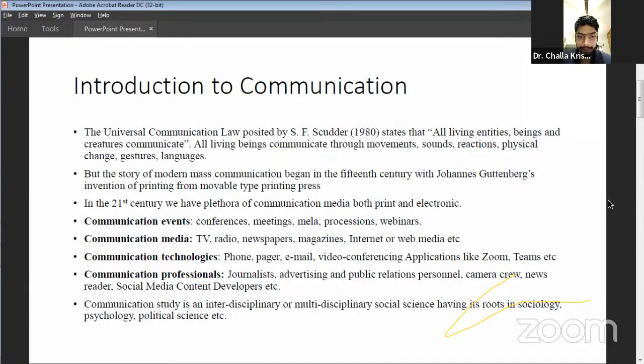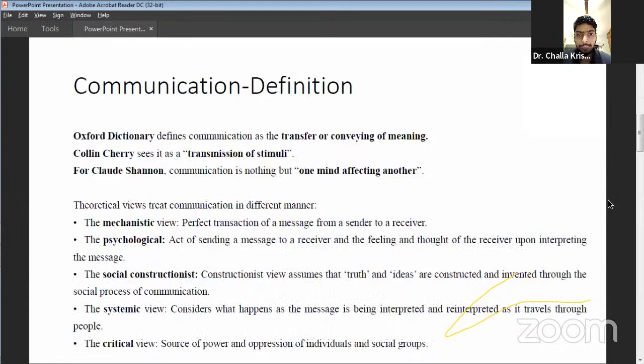So next slide, please. In the next slide, you have the definition of communication. Every slide that I'm giving you is for examination's sake. So I request the students to download this PPT and try to understand in depth every concept that I'm explaining here. The Oxford Dictionary defines communication as the transfer or conveying of meaning.